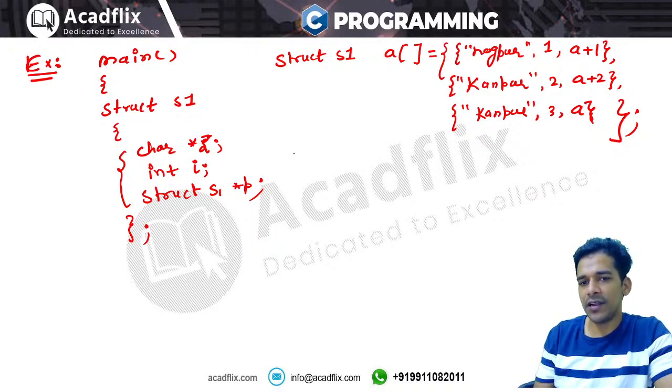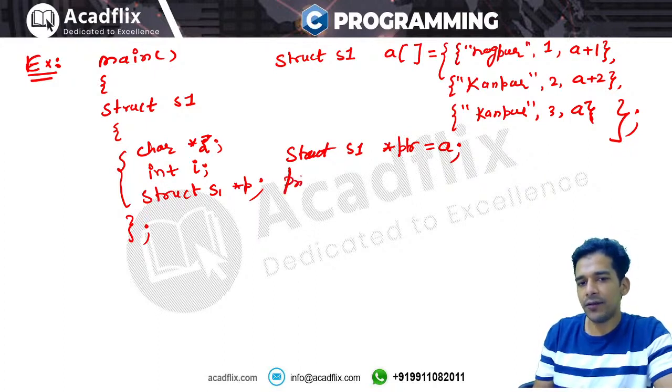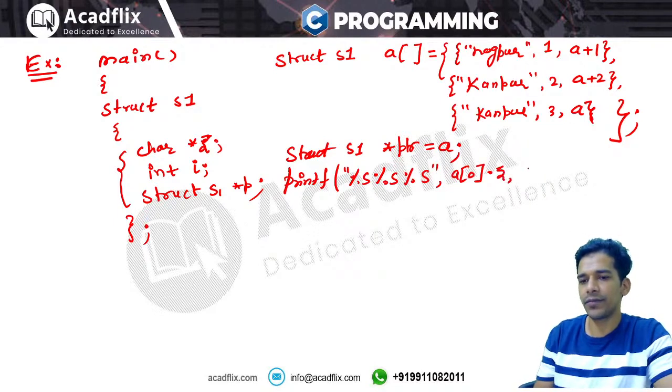you can write this diagrammatically. Let us first write the complete program. We have struct s1 and we are declaring one more variable, that is ptr, and it is keeping the address of a, that means the base address of this structure array, right? And then I'm printing some values. I'm saying printf %s and %s, then a0 dot z, ptr arrow z. Okay, a2 dot p arrow z.